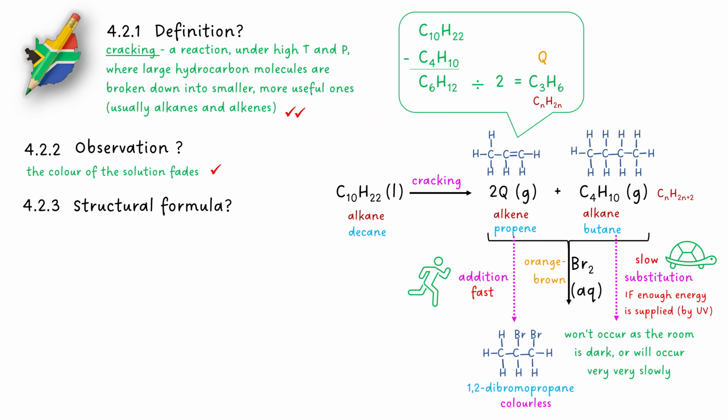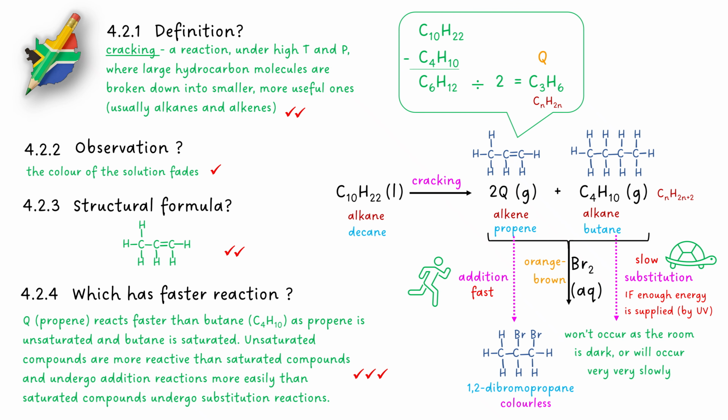Next, we must give the structural formula of compound Q. Here it is. We already deduced that the compound is propene. Finally, we must say which reaction is faster. We have seen that propene, which is compound Q, will react faster than butane, as it is unsaturated and so is more reactive, and can readily undergo addition reactions by opening up its double bond.